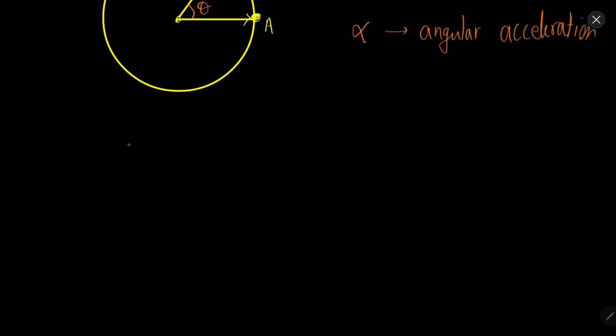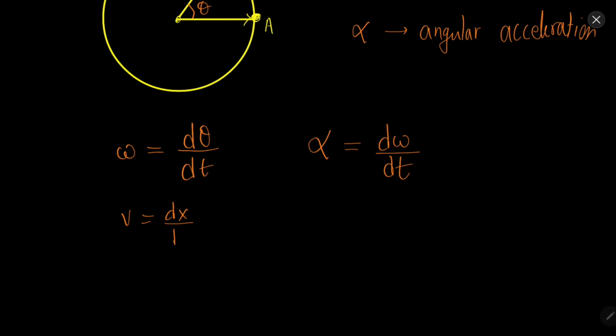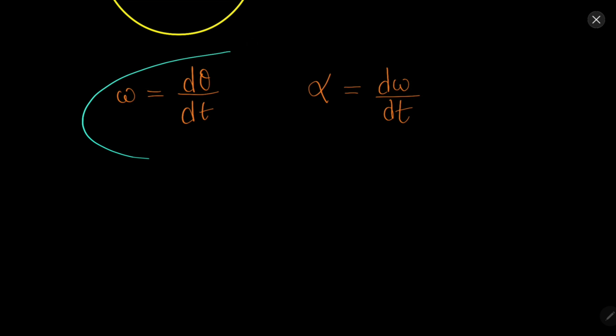What will be the formula for angular velocity? The formula will be the rate of change of angular displacement with respect to time. What will be the formula for angular acceleration? The rate of change of angular velocity with time. Just like there was usual velocity, which was the rate of change of displacement with time, and acceleration was the rate of change of velocity with time. So we have angular terms here in this particular topic. These are the two important equations.